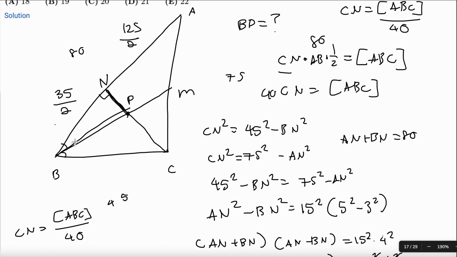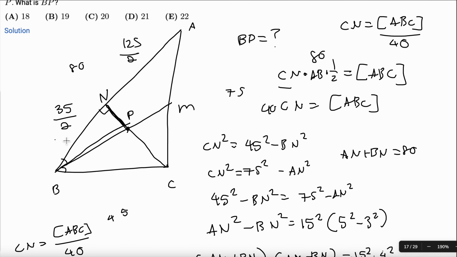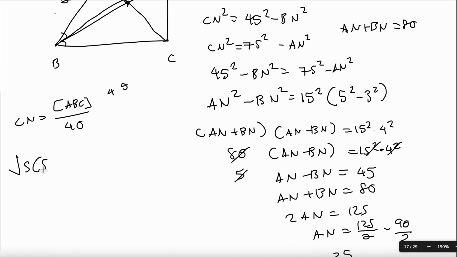And so to find the area of triangle ABC, I'm going to use Heron's formula, which is basically just the formula for the area of the triangle using only the side lengths. And Heron's formula is the square root of S times (S minus A) times (S minus B) times (S minus C).